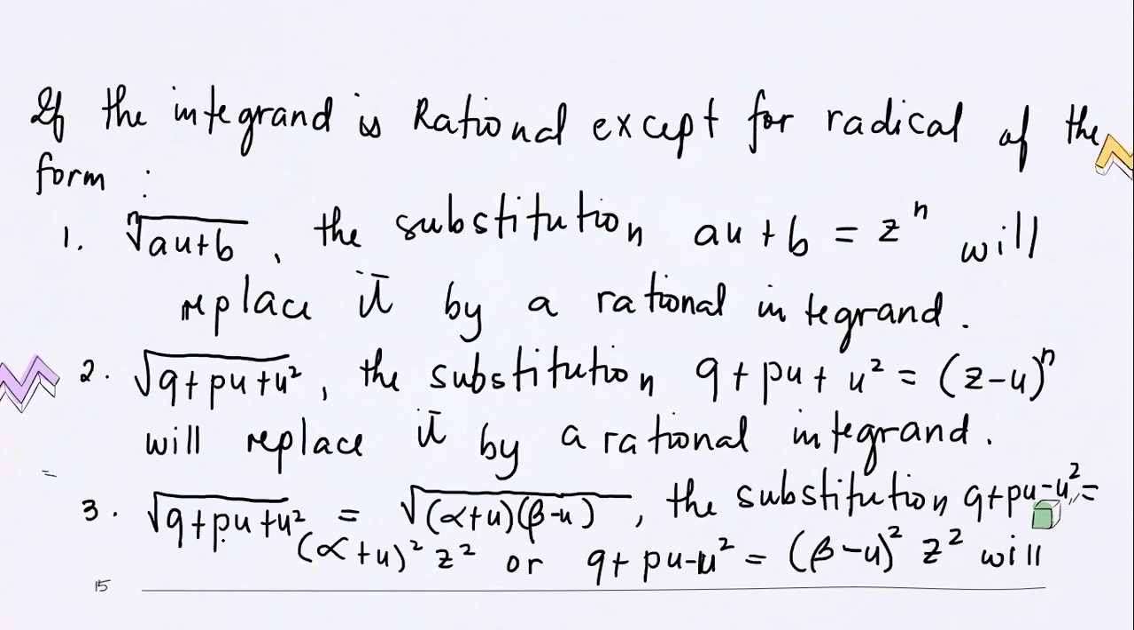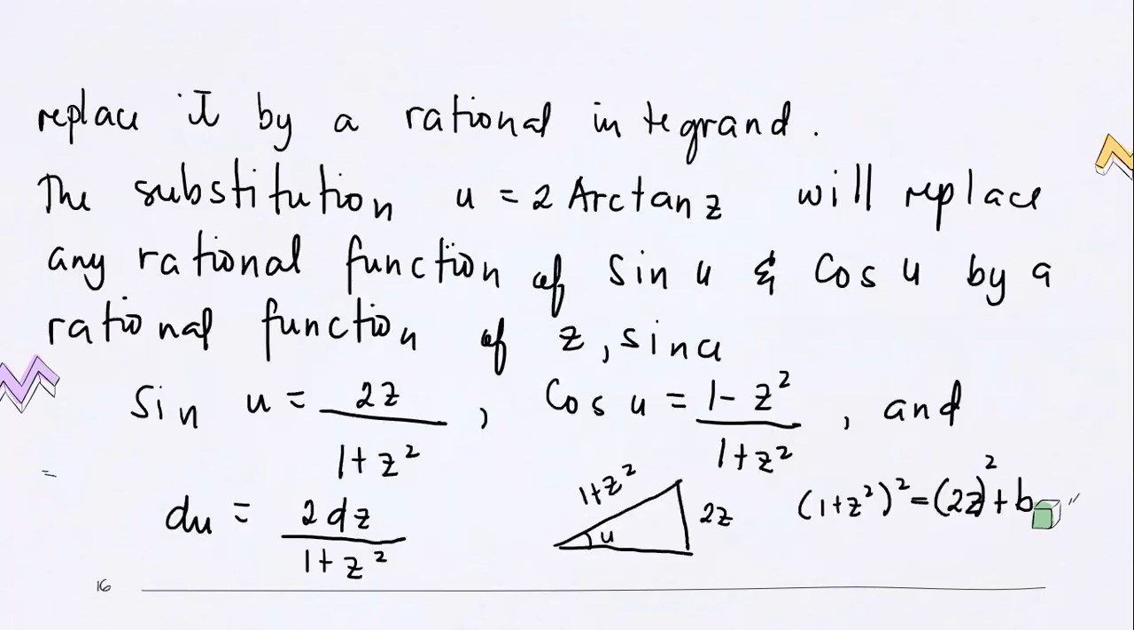Number 3, square root of q plus pu minus u squared is equal to the square root of alpha plus u quantity beta minus u. The substitution q plus pu minus u squared is equal to alpha plus u squared z squared, or q plus pu minus u squared is equal to quantity beta minus u squared z squared. We'll replace it by a rational integrand. The substitution u is equal to 2 arctan z will replace any rational function of sine u and cosine u by a rational function of z.